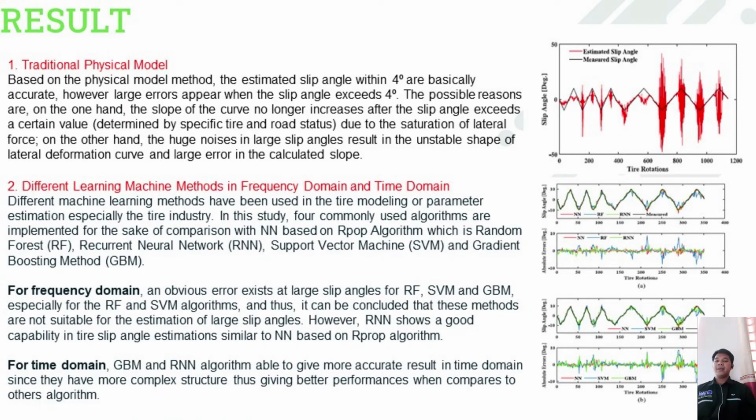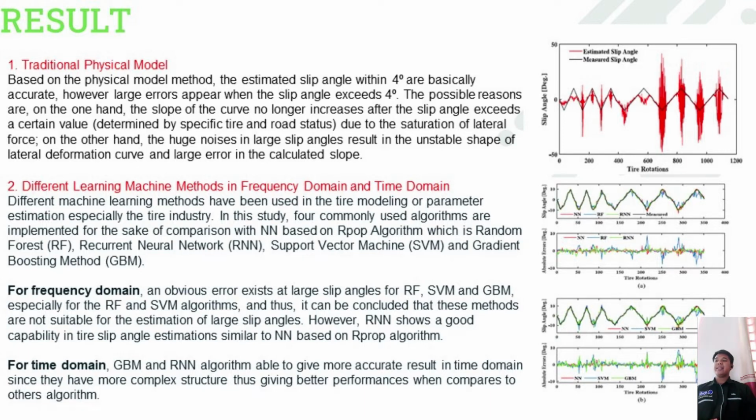So for the result part, the researcher wants to display their results, their achievements, in 3 different subcategories. The first one is the traditional physical method. The second one, different machine learning methods in frequency domain, and the third one, different machine learning methods in time domain.